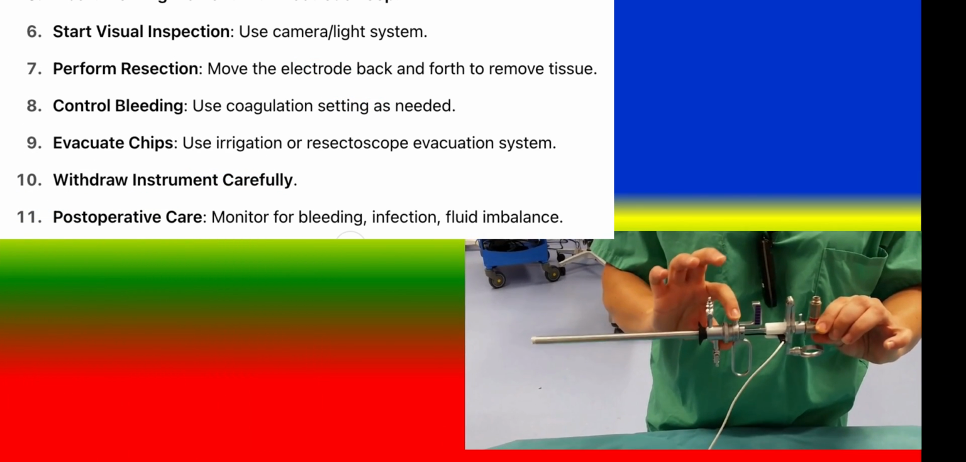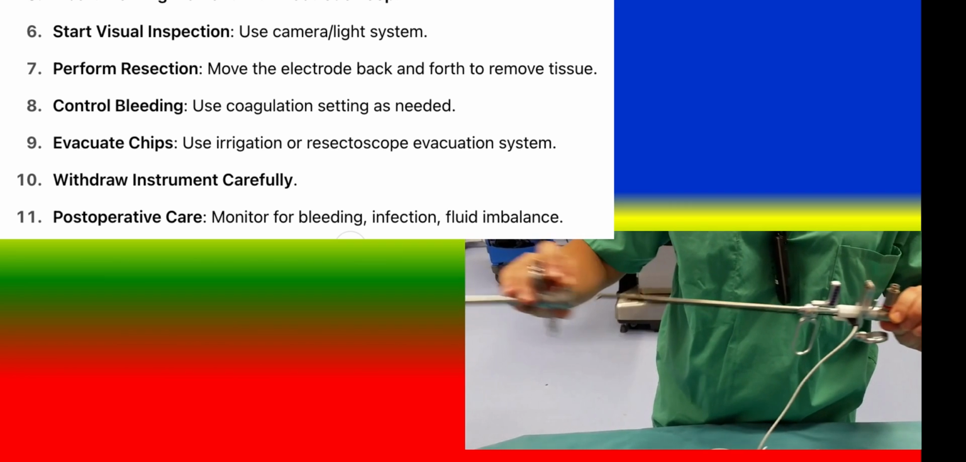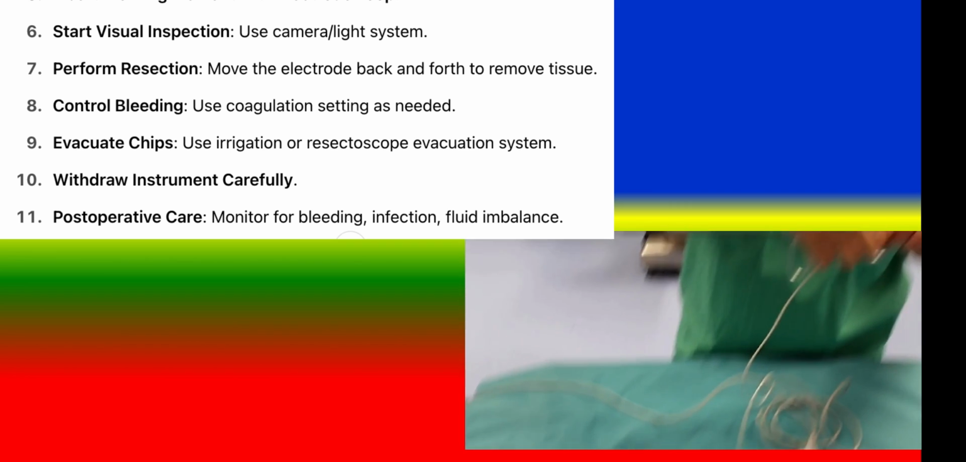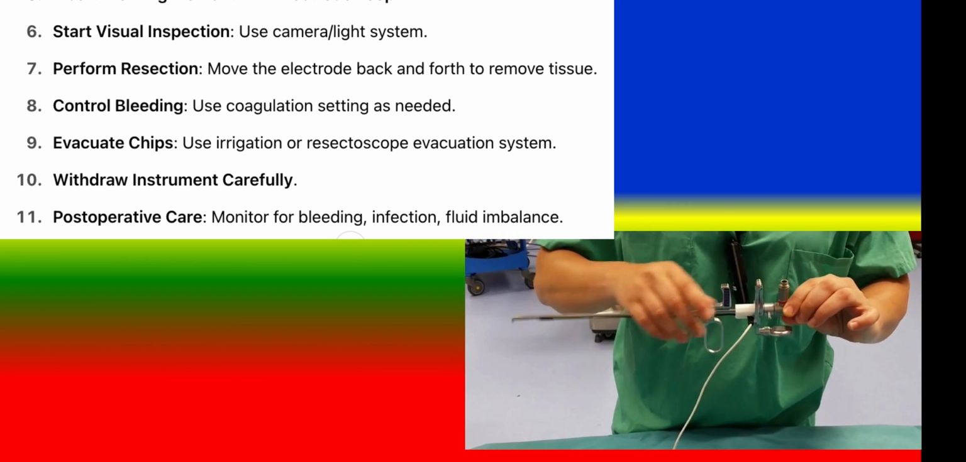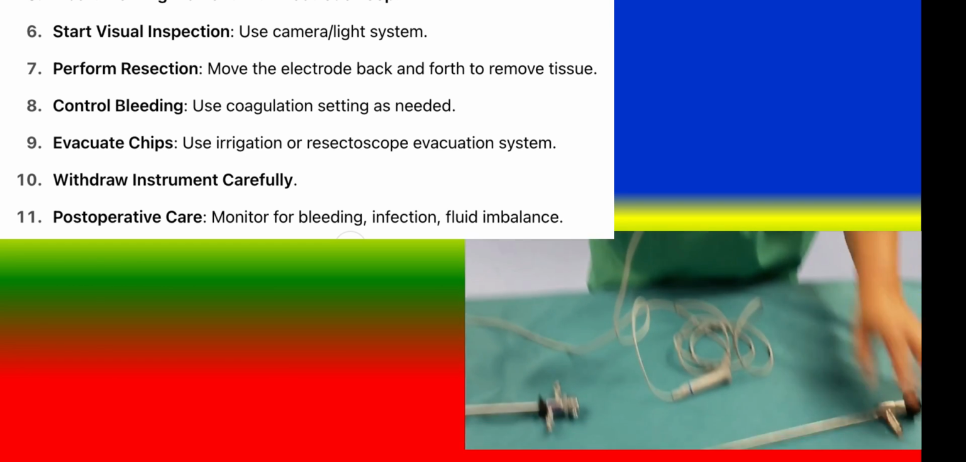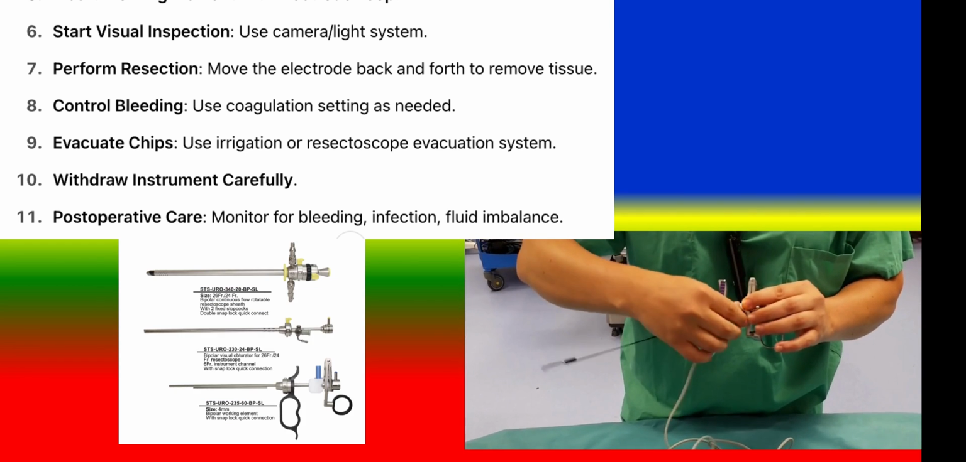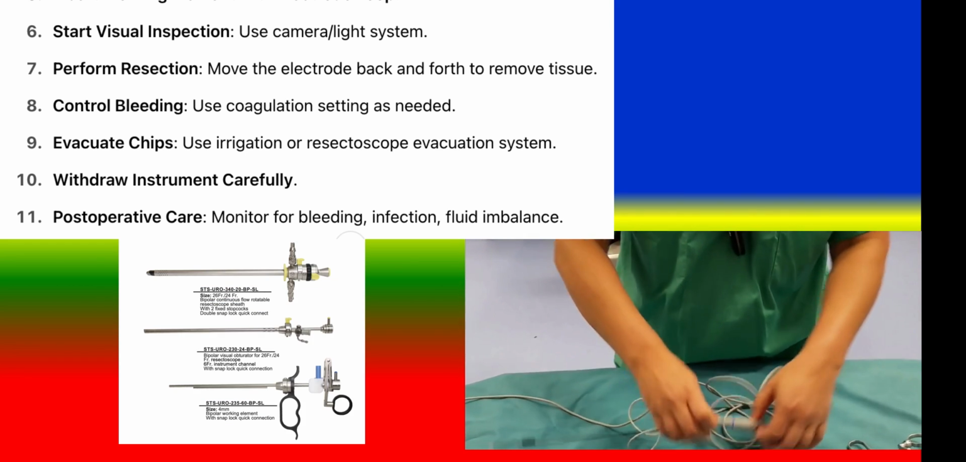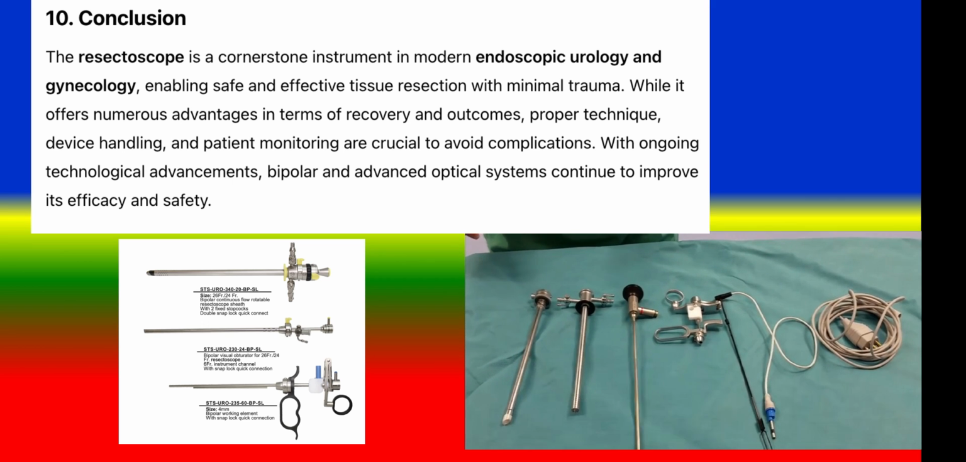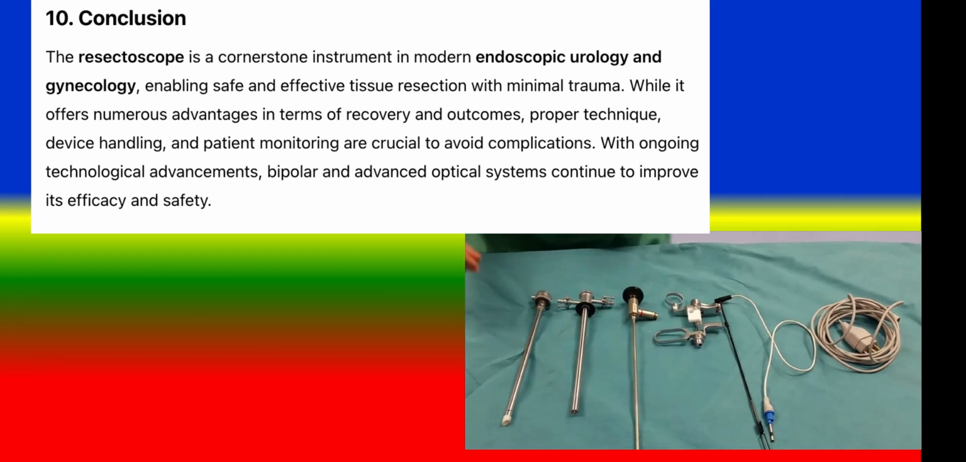7. Perform resection, move the electrode back and forth to remove tissue. 8. Control bleeding, use coagulation setting as needed. 9. Evacuate chips, use irrigation or resectoscope evacuation system. 10. Withdraw instrument carefully. 11. Postoperative care: monitor for bleeding, infection, fluid imbalance.